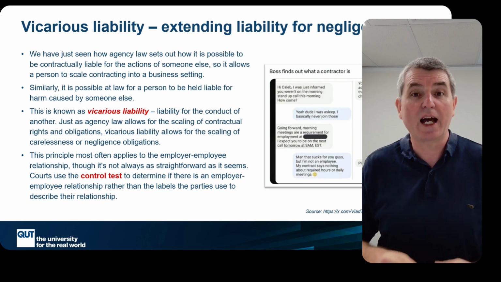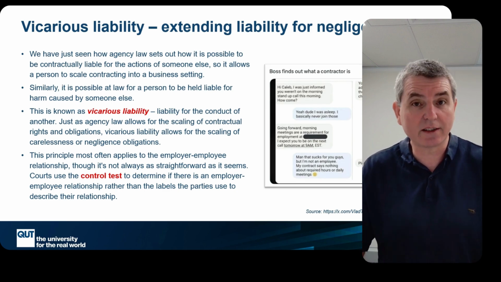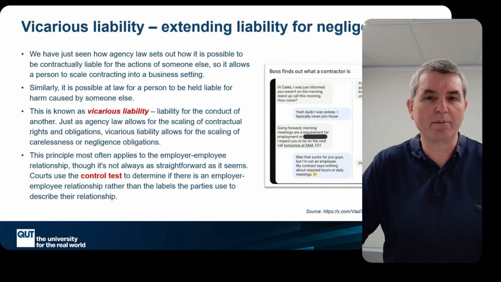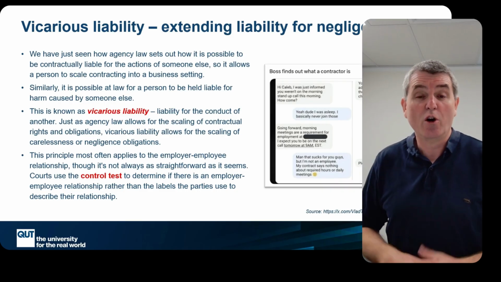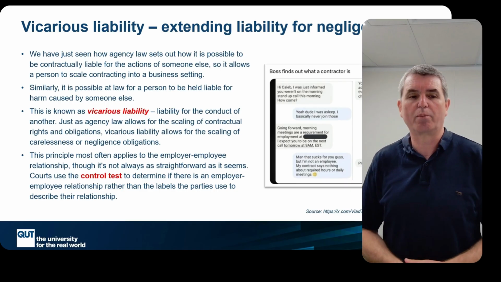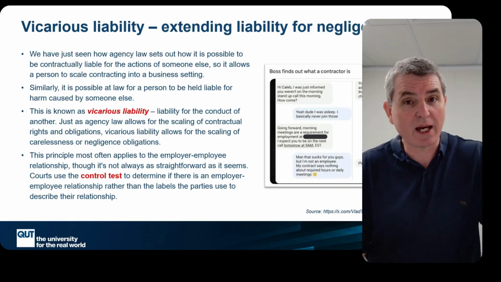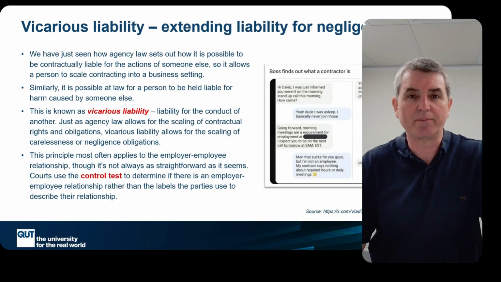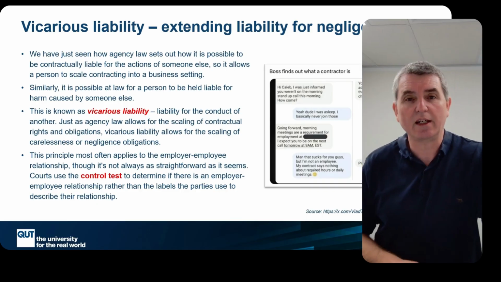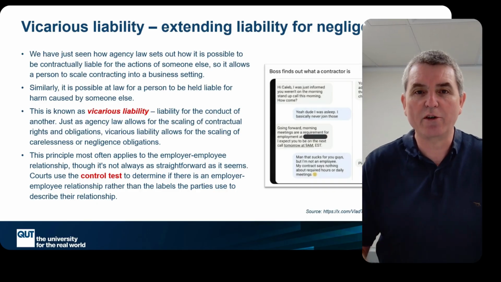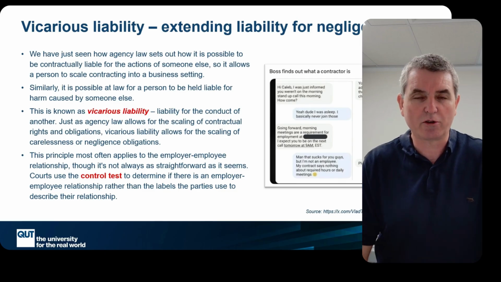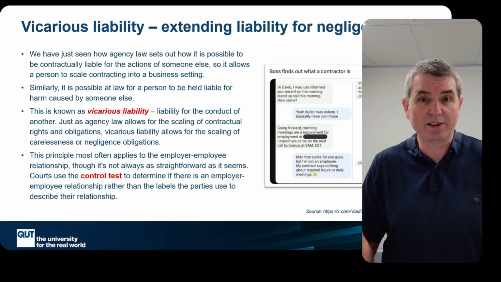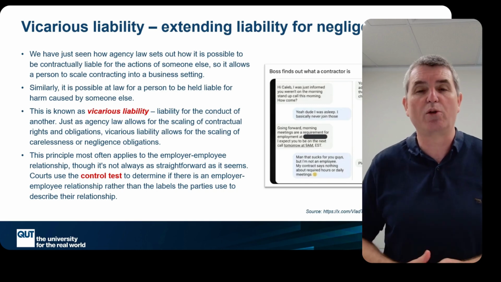Vicarious liability actually allows for the scaling of carelessness by the employees and attaches that liability to the employer, whether that's a person or a legal person like a corporation. Generally, we're going to think about it for this course in terms of employer-employee relationship. Now, when you hear that, it might be a little misleading because it covers more than those under a traditional employment contract.